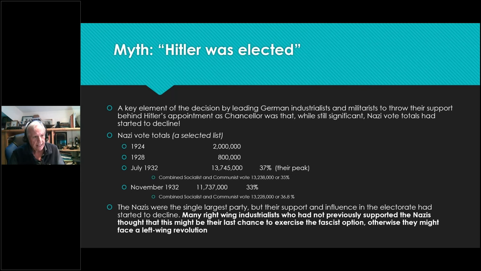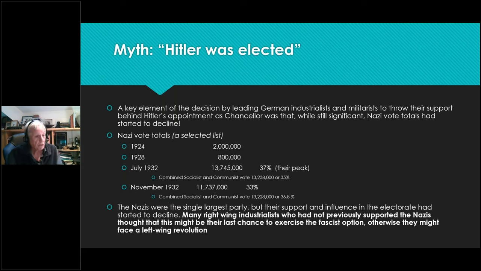Now, why did it happen when it happened? One of the key things, while it was still the largest single party, Nazi vote totals had started to decline. So I just took a selection of vote totals. There were many more elections than this, but this is just a sampling. In 1924, shortly after the attempted coup in Munich, the Nazis got 2 million votes. In 1928, that had sunk to 800,000 votes.